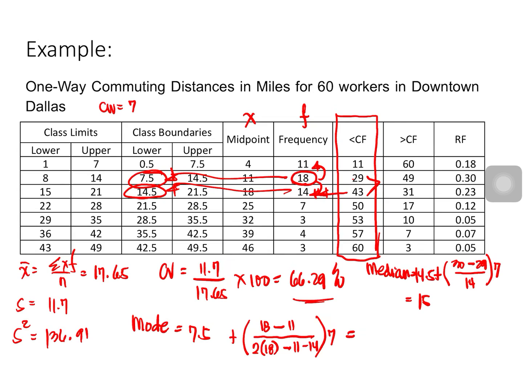So, our mode is 11.95. What about the range? The range is the upper class, the highest class boundary minus the lowest class boundary. We have there 49.5 minus 0.5, that is equal to 49.